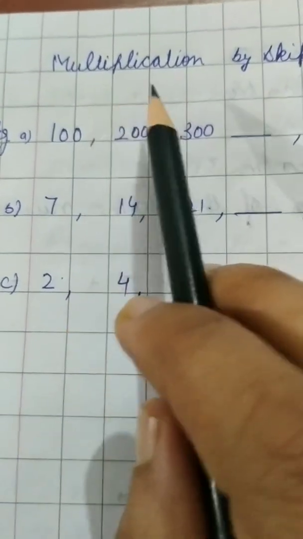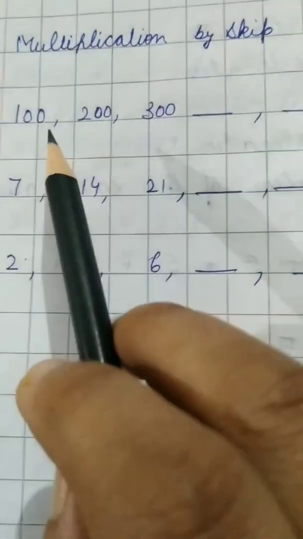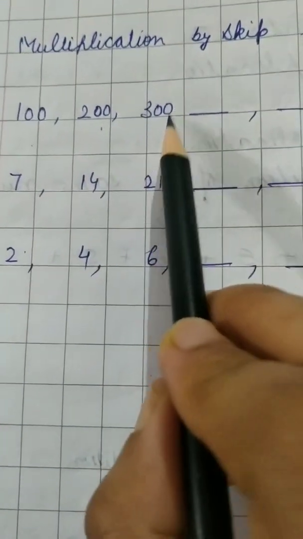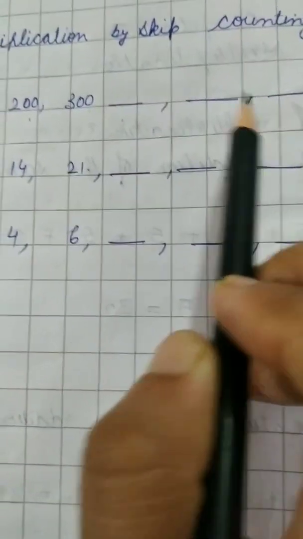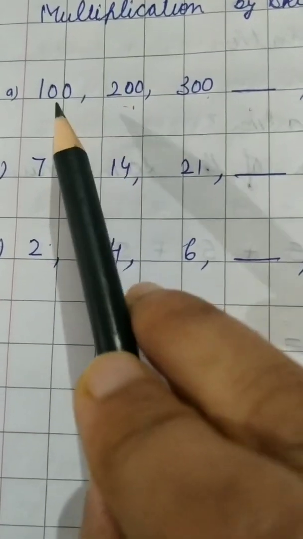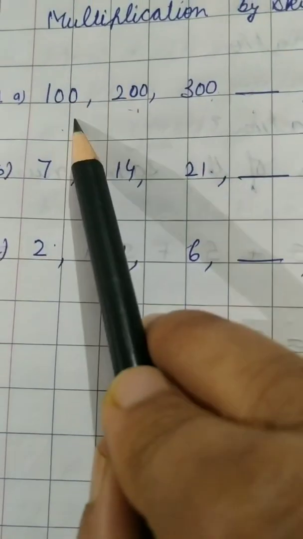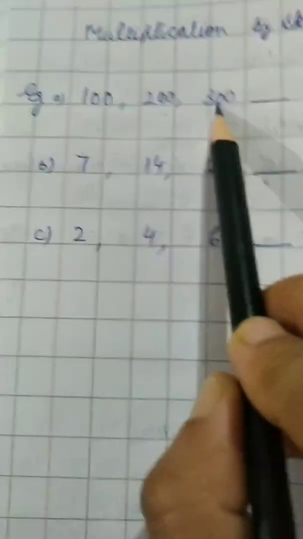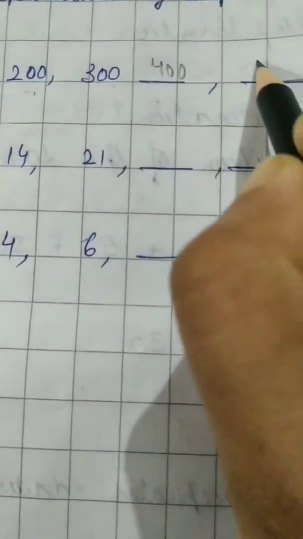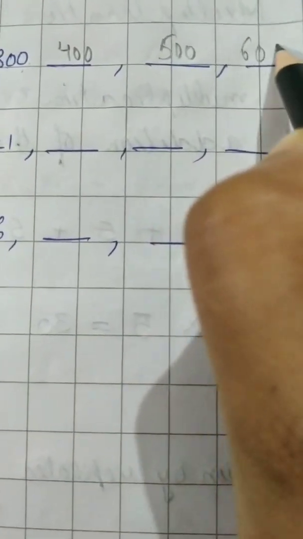Now second method is multiplication by skip counting. This also is very easy. Here we have three numbers, 100, 200, 300. Then next is dash, dash and dash. You have to see the difference first of all, what is the difference between 100 and 200. The difference is 100. Means if you add 100 to each number, you will get the next number. So 100 plus 100 is 200, 200 plus 100 is 300, 300 plus 100 is 400. So next one will be 400. Then plus 100 it will be 500. Then again 100 plus, then it will be 600.